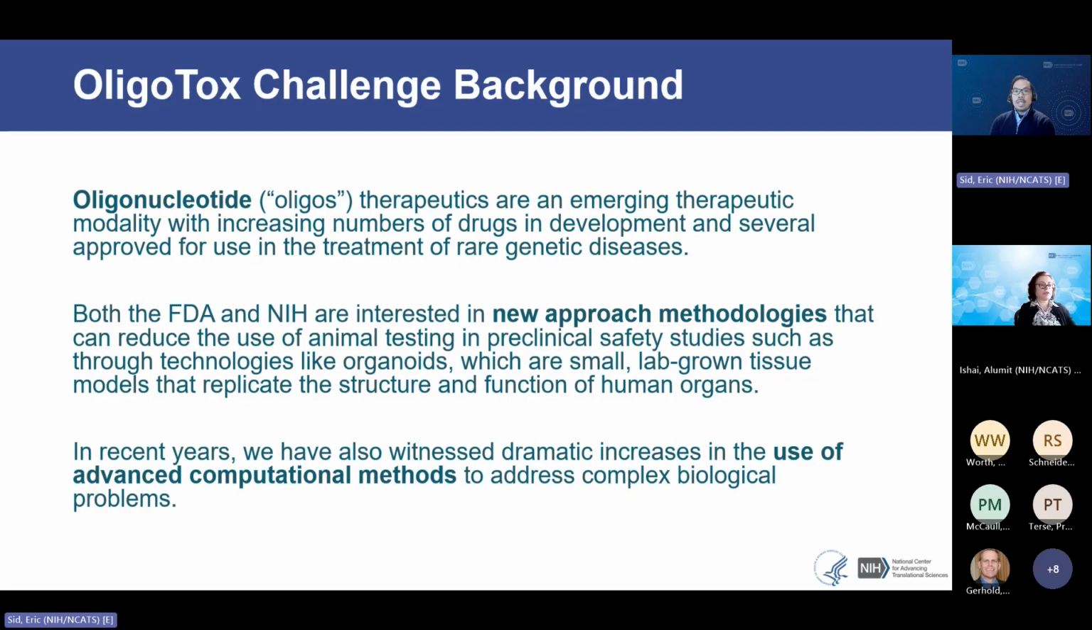Now, over the last year in particular, the FDA, the Food and Drug Administration, as well as the NIH, National Institutes of Health, are both interested in what's referred to as new approach methodologies that can be used to reduce the use of animal testing in preclinical safety studies, such as through technologies like organoids, which are small lab-grown tissue models that can replicate the structure and function of human organs. As well, in recent years, many of us have witnessed the dramatic increase in the use of advanced computational methods like generative AI to address complex biological problems.